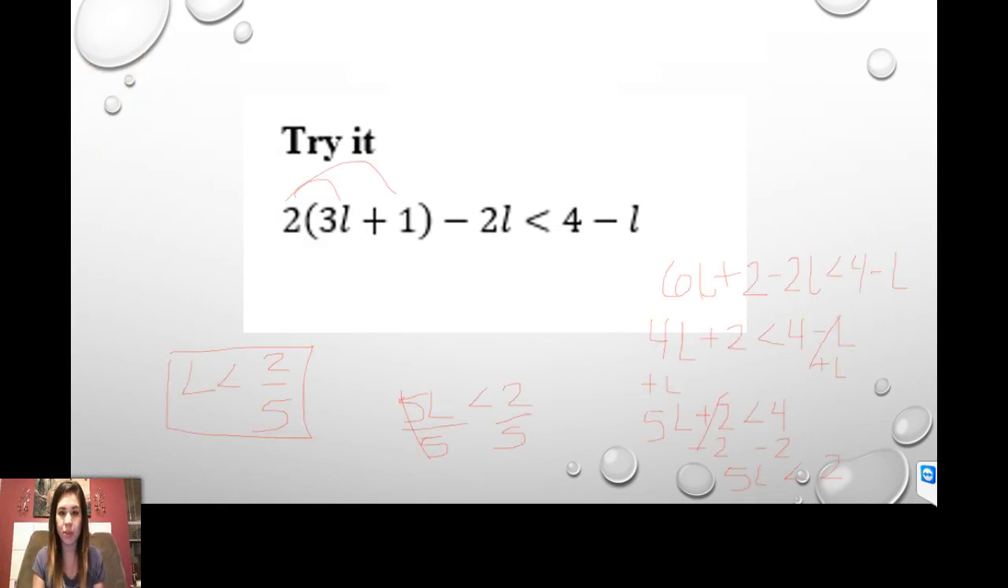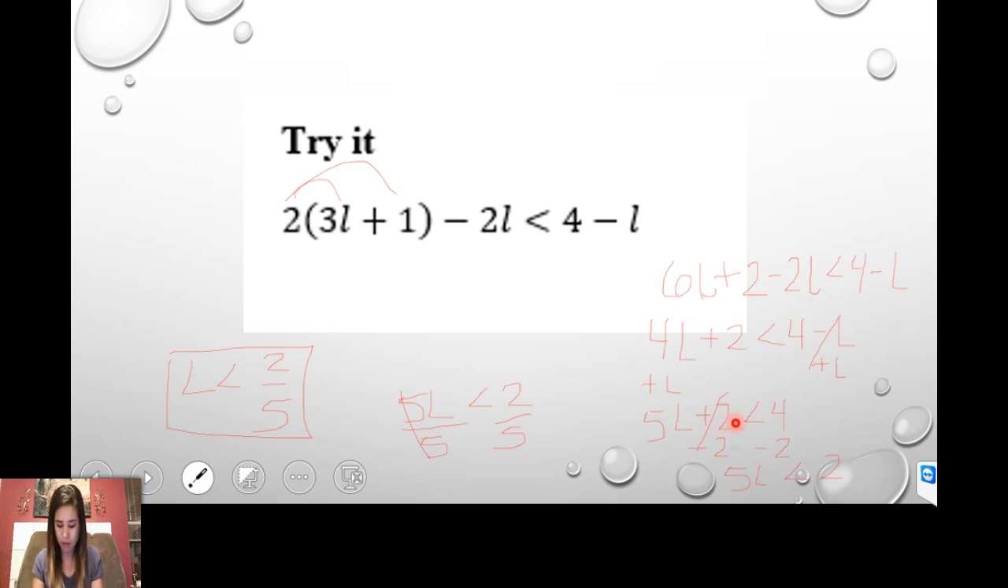Okay, so hopefully you're able to solve this. Our first step in solving this was to distribute, so 2 times 3l and 2 times 1. So I got 6l plus 2, and then minus 2l is less than 4 minus l. I can combine my like terms. 6l minus 2l gives me 4l. And from there, I went ahead and added l to both sides so I can start getting my l's together.